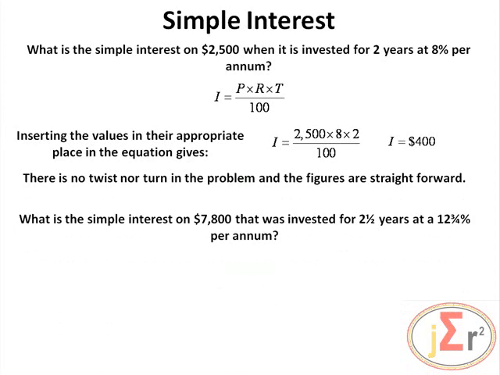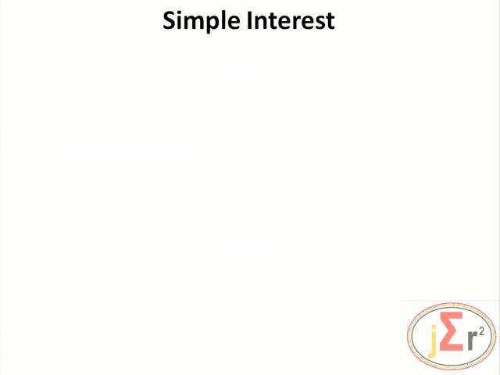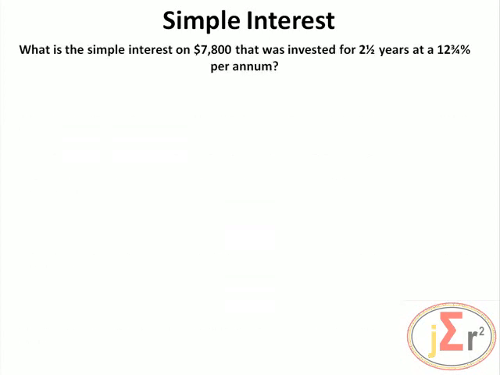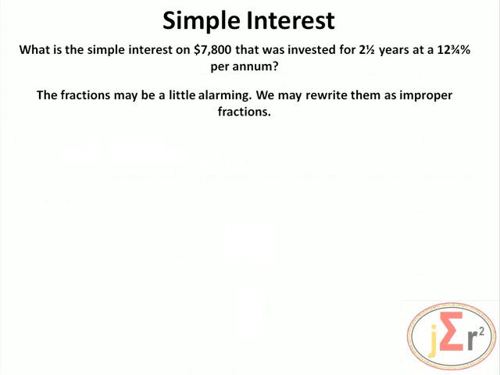What is the simple interest on $7,800 that was invested for 2.5 years at 12.75% per annum? The fractions may be a little alarming. We may rewrite them as improper fractions. So 2.5, we say 2 twos are 4 plus 1, 5, 5 over 2. And 12.75, 4 12's 48 plus 3, 51 over 4.